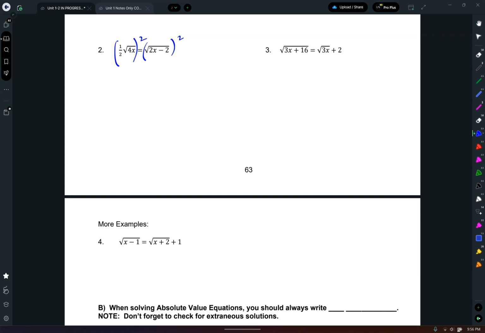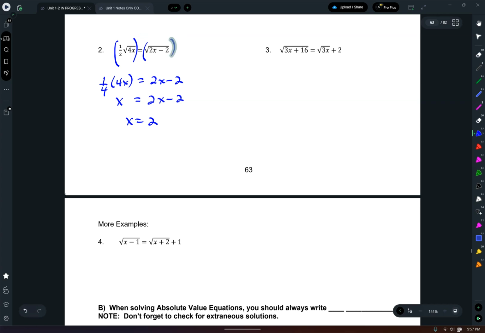On the left, I have to square both the 1/2 and that square root. So when I square 1/2, I get 1/4. And when I square the square root, I just get 4x. And on the other side, when I square the square root, I get 2x minus 2. So basically, I'm going to distribute and solve. Subtract my x. So x equals 2.